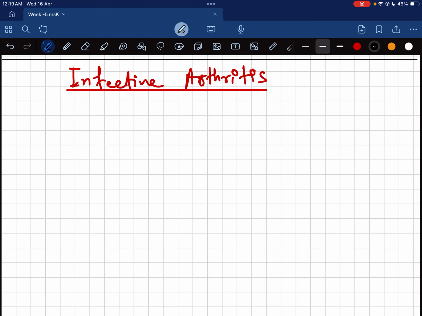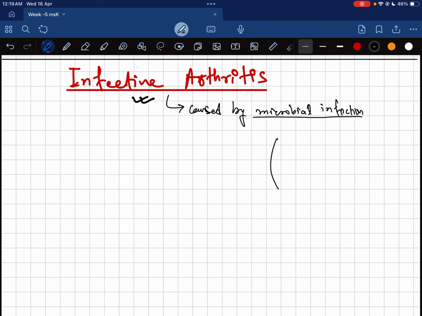Now we are going to deal with infective arthritis. We have covered lots of arthritis in the previous videos, so this is the last video on arthritis. I am going to start with infective arthritis. It is caused by microbial infections.